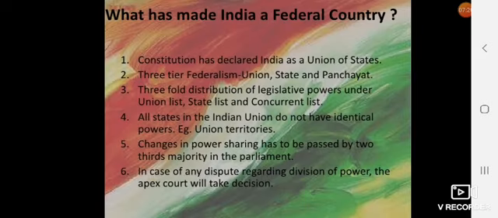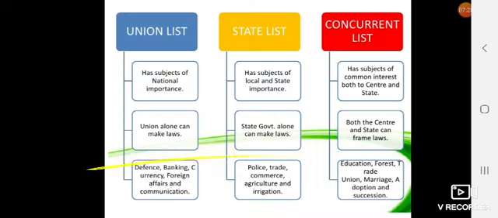So in the third point here, we were discussing the threefold distribution of legislative power under union list, state list, and concurrent list. In the next slides, we are going to deal with it in detail. What is the union list, what is the state list, and what is the concurrent list, and what are the subjects under these lists.